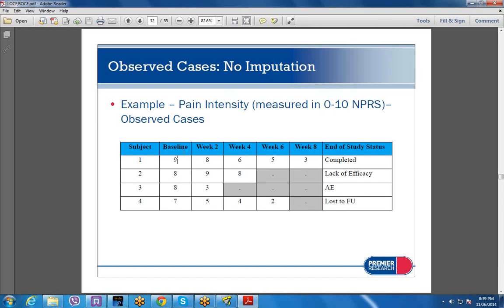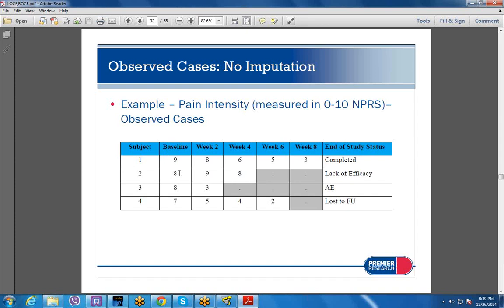Then we have given the medicine to all the patients. Second week became 8. Fourth week became 6. Slowly pain reducing. Sixth week 3, 5. Then 8th week 3 and completed successfully. End of study status completed.